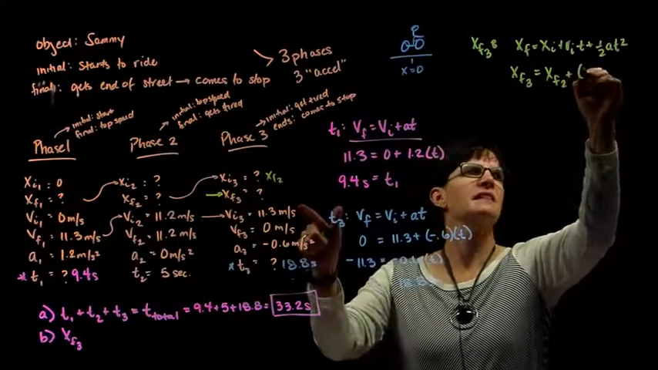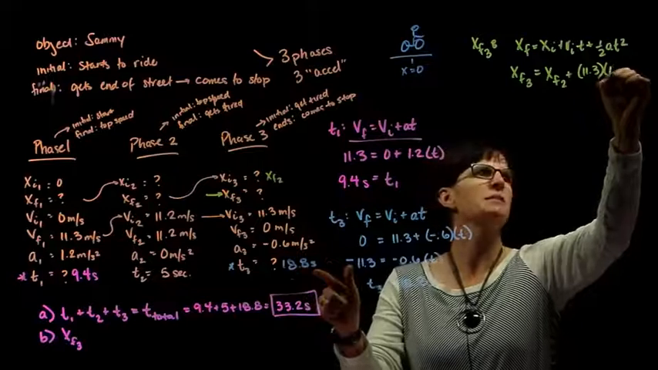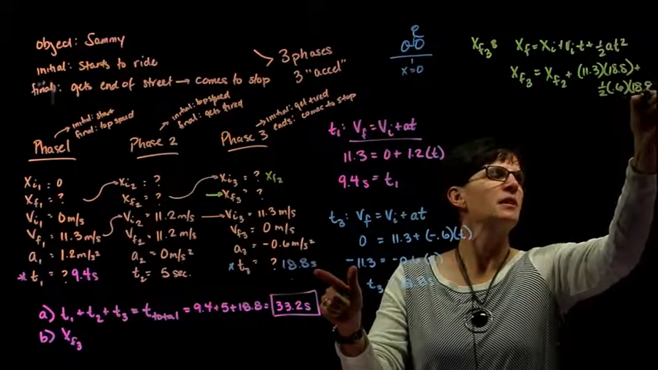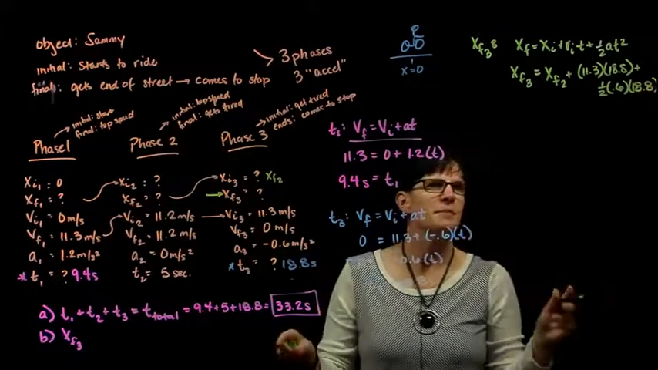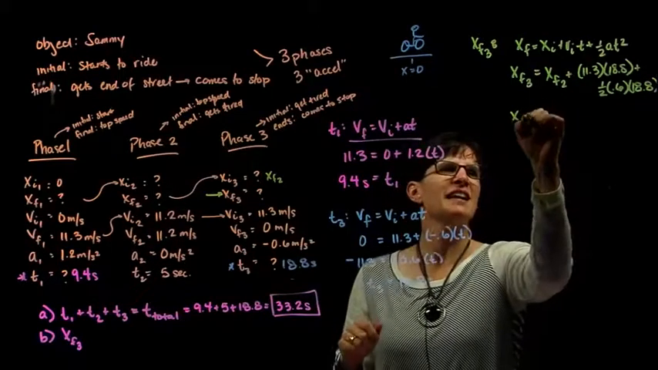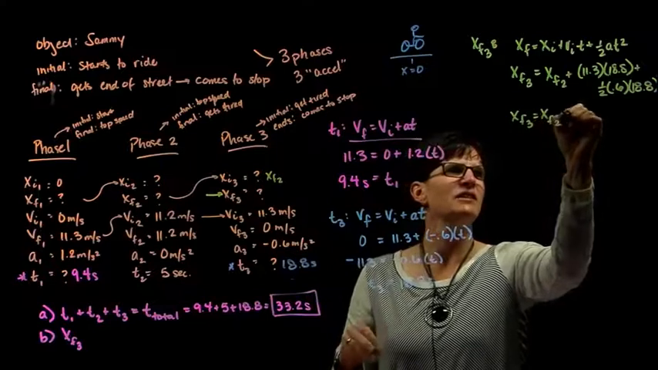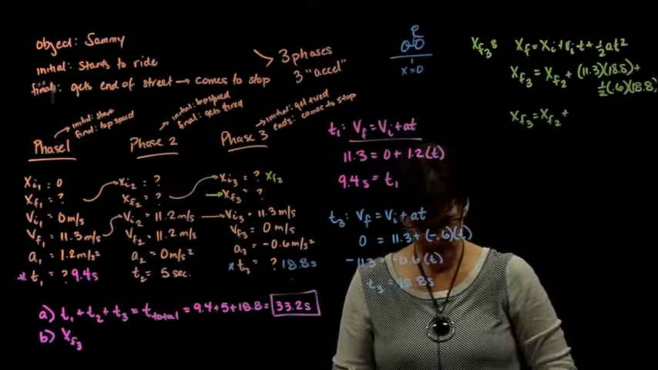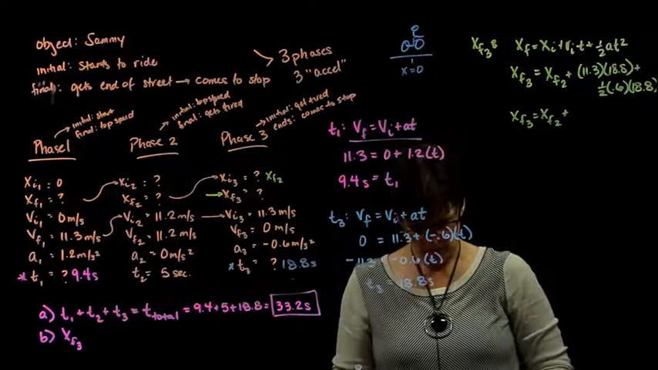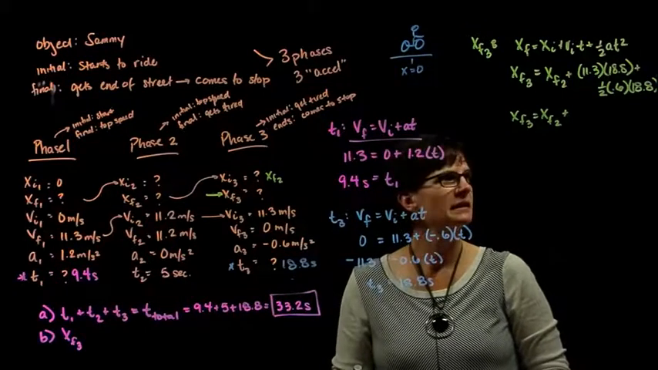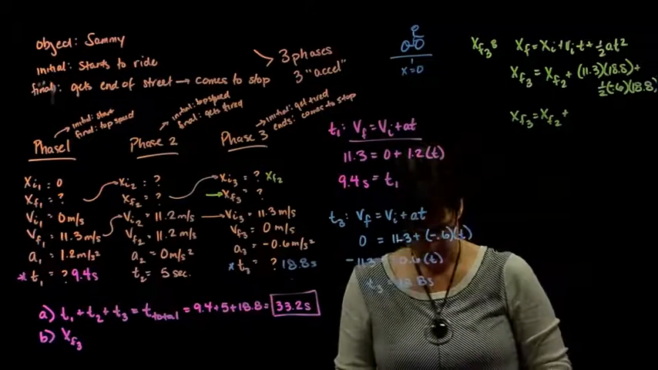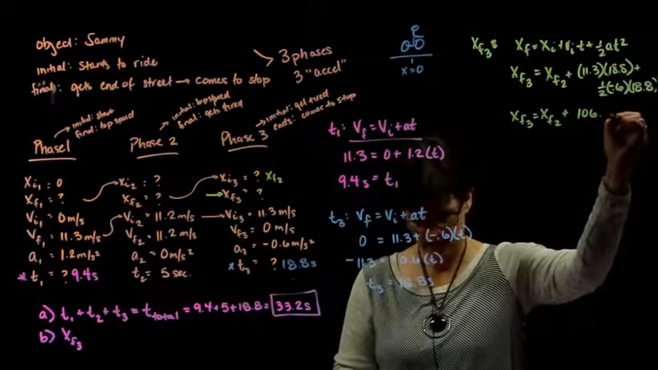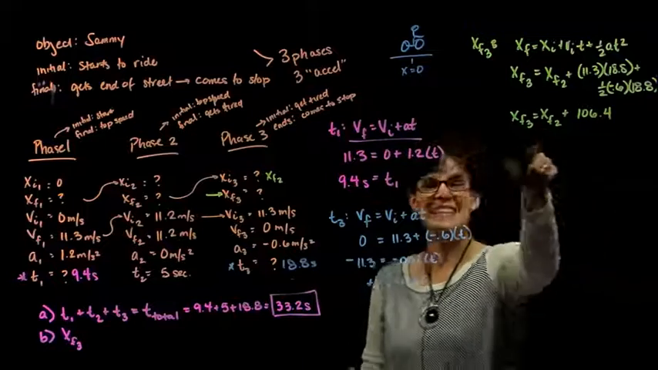My initial velocity is 11.3 times my time of 18.8 plus 1/2 negative 0.6 times 18.8 squared. I'm just going to simplify this relationship and find that I actually need x final 2. But let's get that a little bit simplified. 11.3 times 18.8, and we're going to add that to 0.5 times negative 0.6. Oops, forgot my negative there. Times 18.8 squared. And we get 106.4. All right, so I need x final 2.